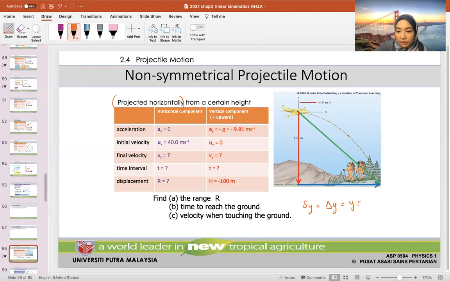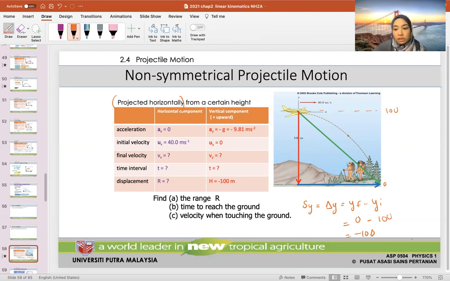So this is y final minus y initial. So in this case, your initial is 100 and the ground is 0, right? 0 in the y-axis, and this is 100 in the y-axis. So your final should be 0 and your initial is 100. Therefore, your S is minus 100. Please use this approach whenever you want to find out your displacement, whether it's negative or positive. I told you going up gives you a positive S, going down gives you a negative S.